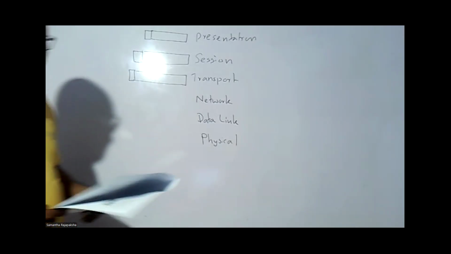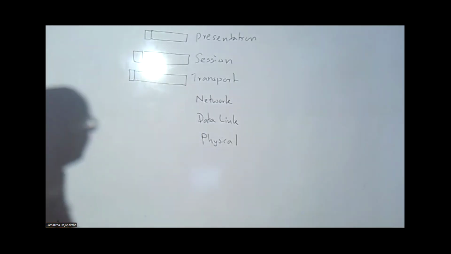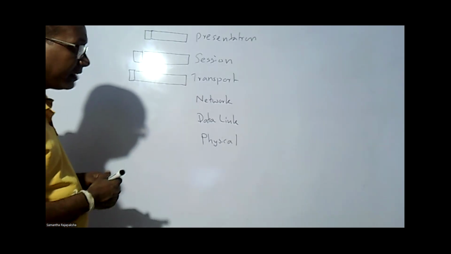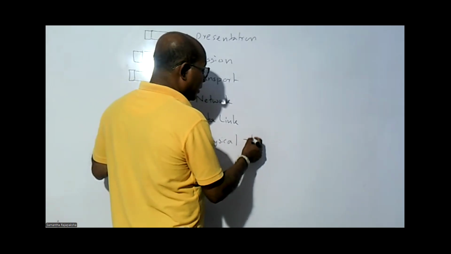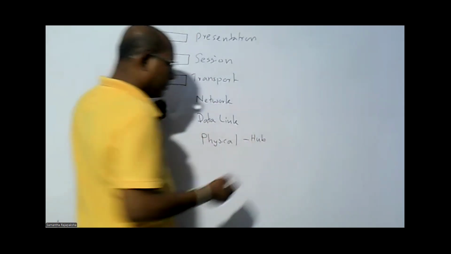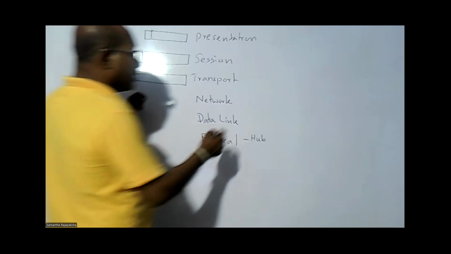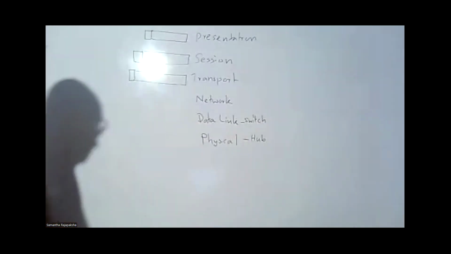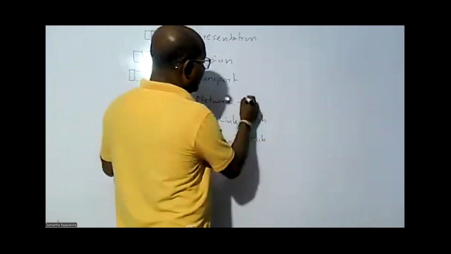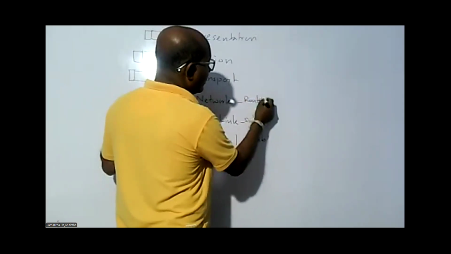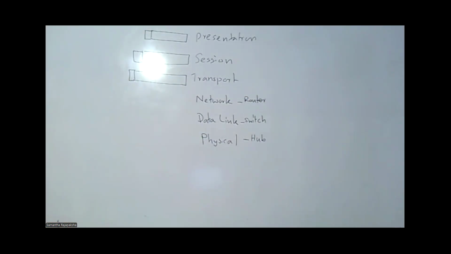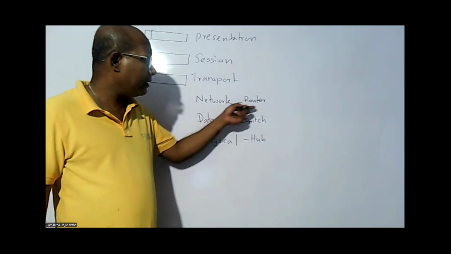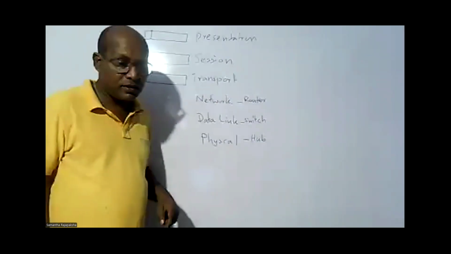In question number 30, again read the OSI 7 layers. Now remember these things. The physical layer device is actually the hub. Hub is working on the physical layer. And switch is working with the data link layer. And router is working on the network layer. Remember those layers and which devices are there. Hub is working with the physical layer, switch is working with the data link layer, router is working with the network layer. Just keep that in mind.